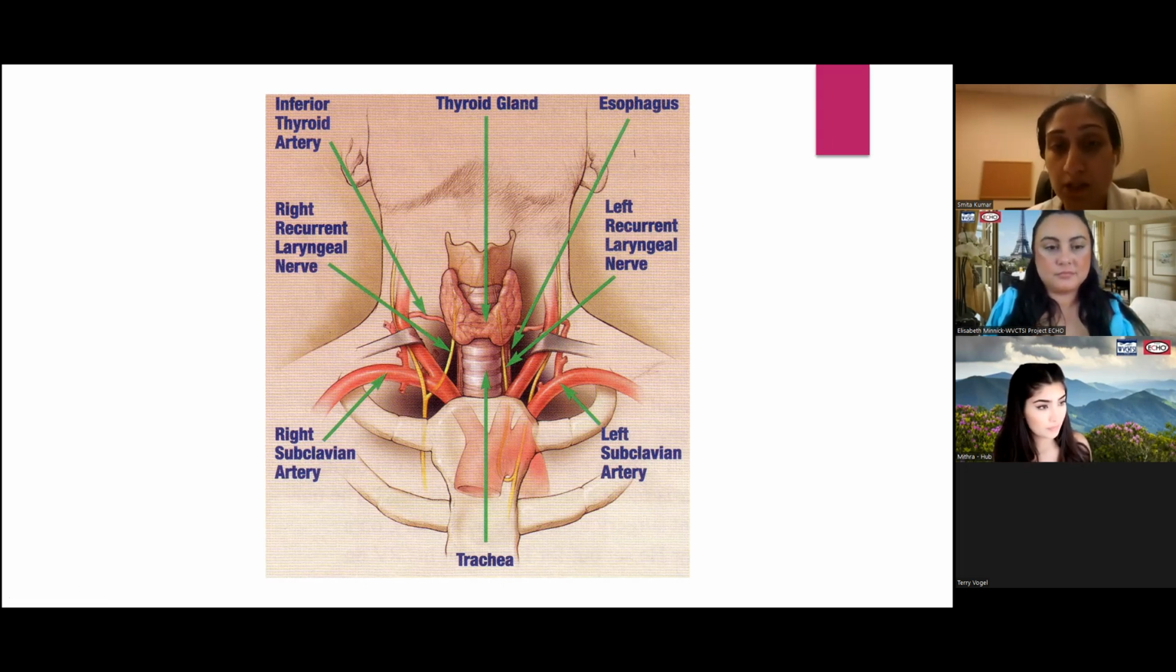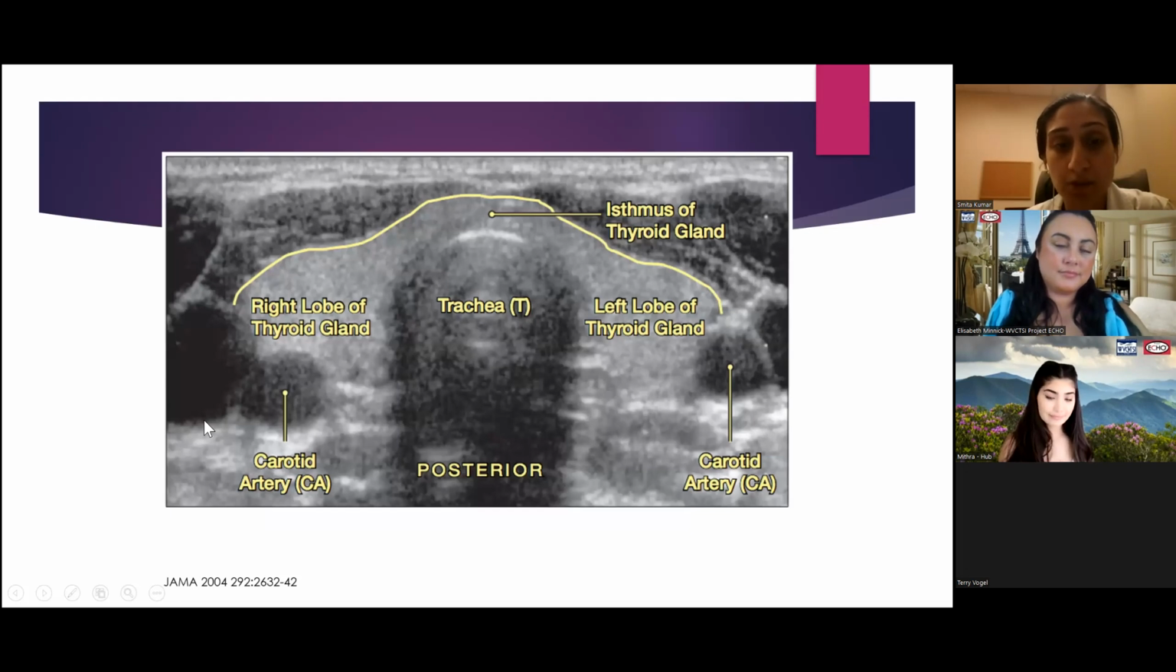Also, if patients have a goiter or an enlarged thyroid, you can have compressive symptoms, especially shortness of breath, and that's related to its location near the trachea. So I just wanted to point that out. This is just what a thyroid looks like on an axial view of an ultrasound. So you have your right lobe of the thyroid gland, the isthmus that connects the two lobes, and then the left lobe sitting right in front of the trachea.